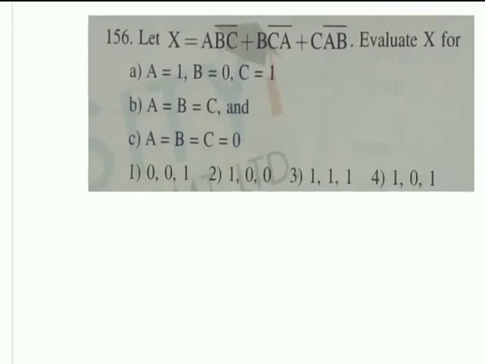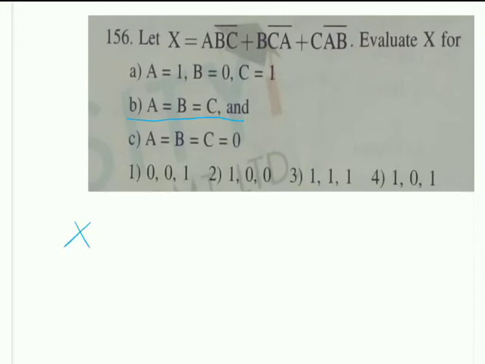Let capital X is equal to B C complement plus B C A complement plus C A B complement. Find the value of X for A is equal to 1, B is equal to 0, C is equal to 1. So what is the right answer below given the options?